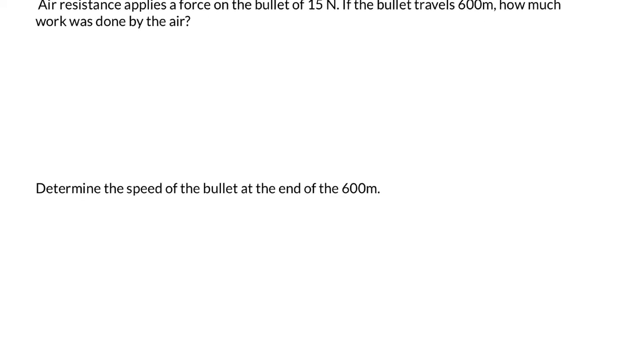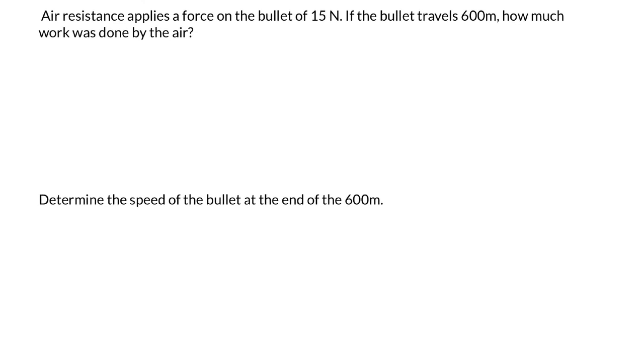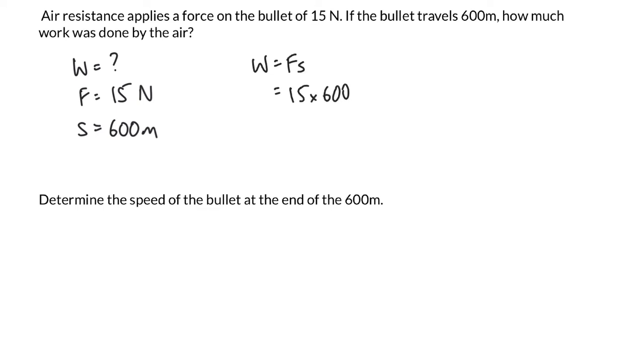Air resistance applies a force on the bullet of 15 newtons. If the bullet travels 600 meters, how much work was done by the air? So this question is asking about work. Work is unknown. Force is 15 newtons, how far is 600 meters. Work is Fs, so 15 times 600, which is equal to 9,000 joules.